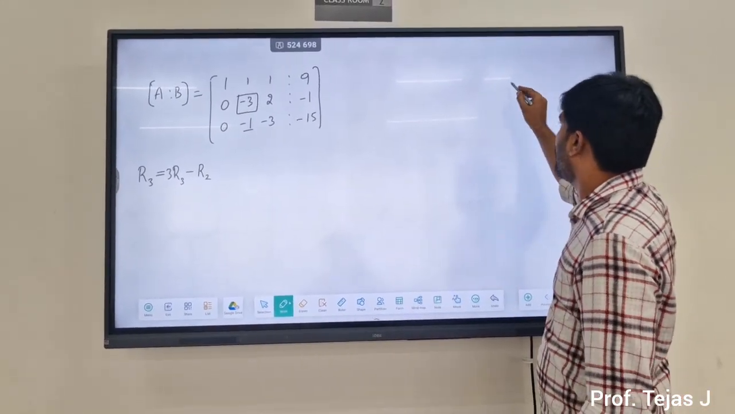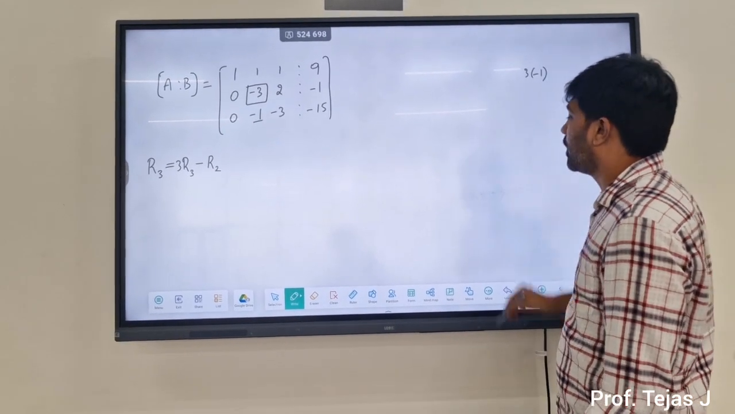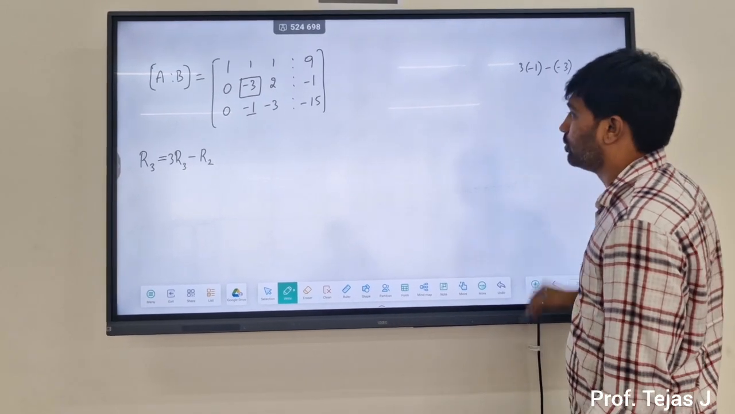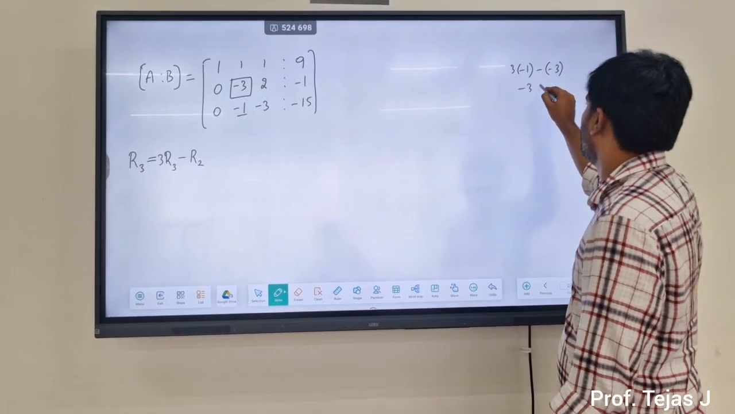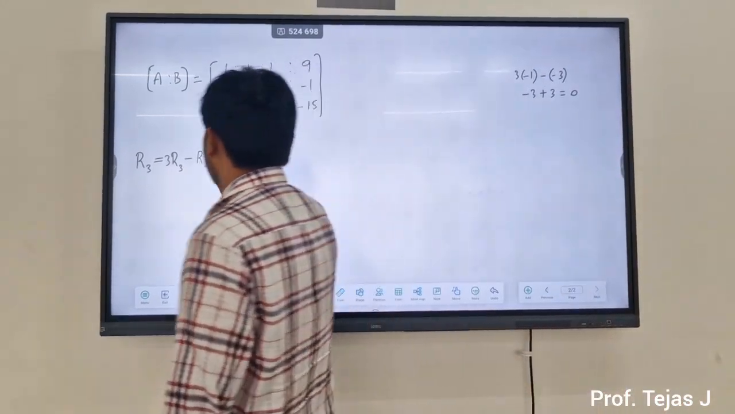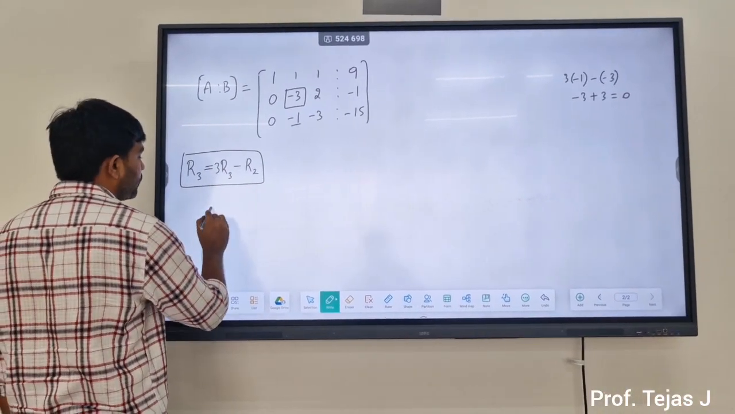R3, okay, we have the value 3 times R3, that is 3 times -1, minus R2, which is a minus. So this will be -3 plus 3, which is 0. Yes, our operation is right. So now we can use this operation to make -1, 2 and 0.